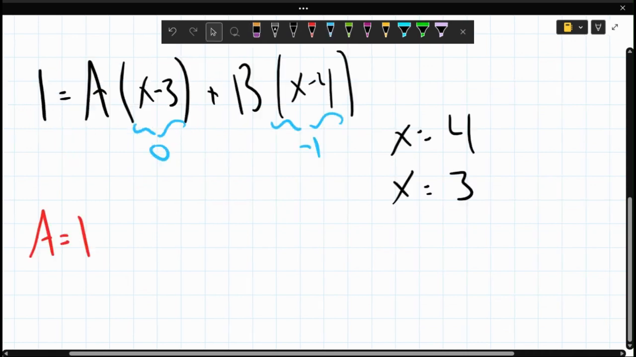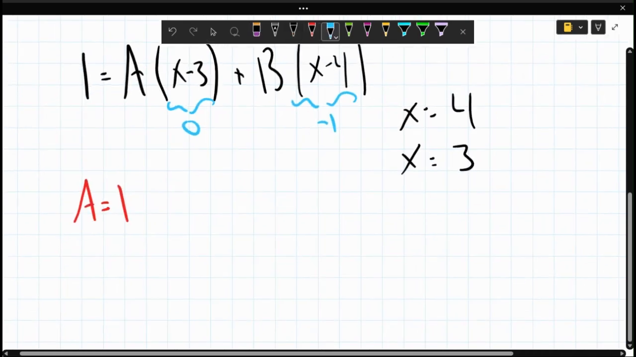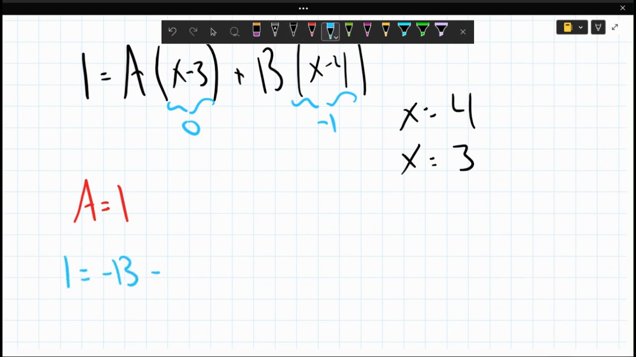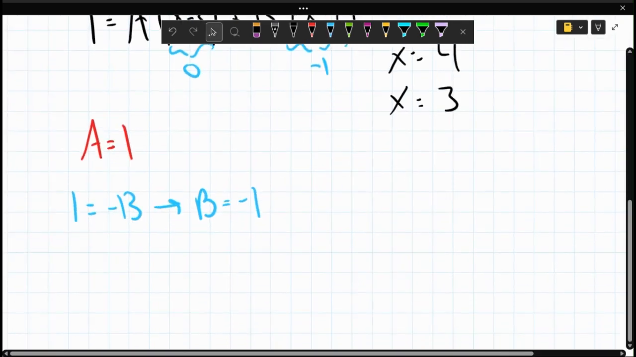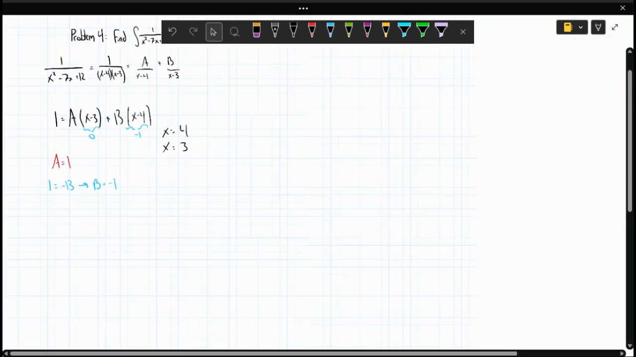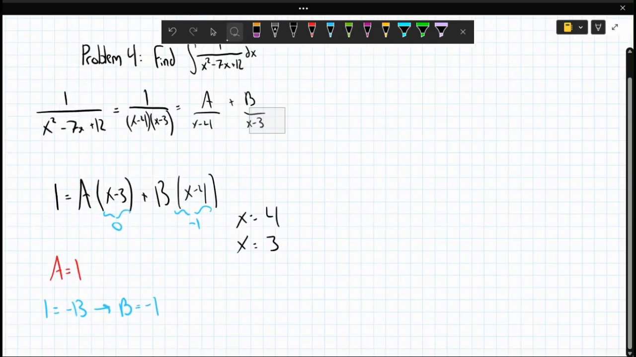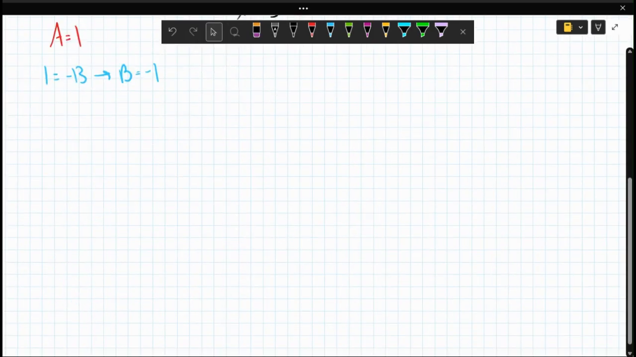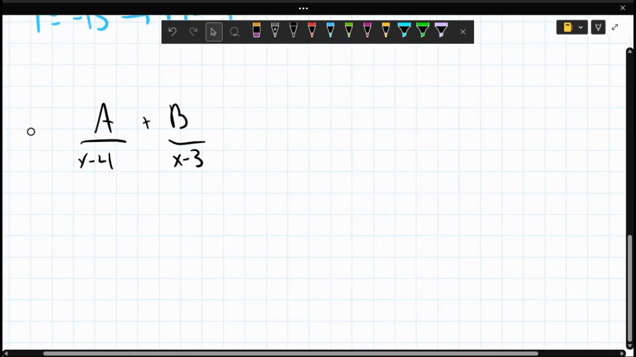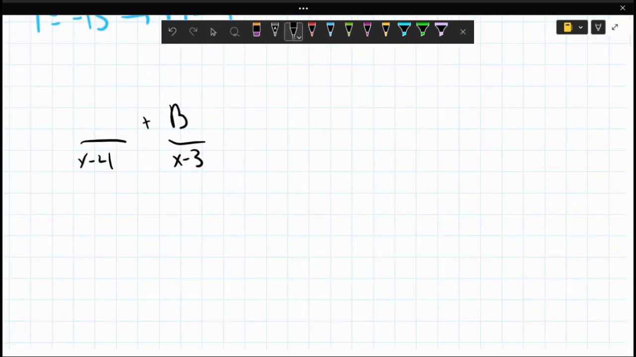This is equal to 0. And then you get 1 is equal to negative B, B is equal to negative 1. All right. So you got all of that. We can now sub in our values for this right here and start to integrate. So if A is 1, B is negative 1, just do that.